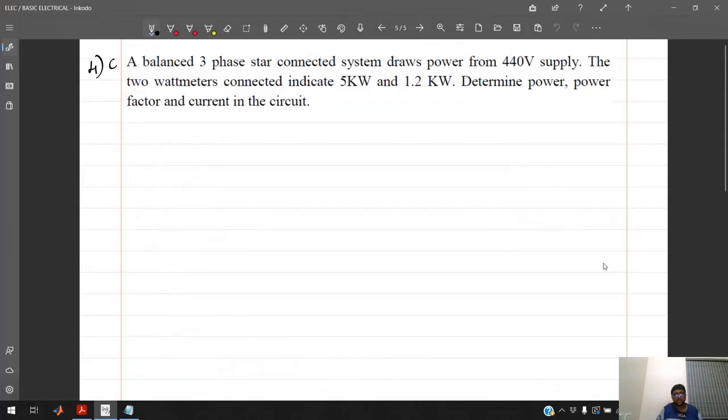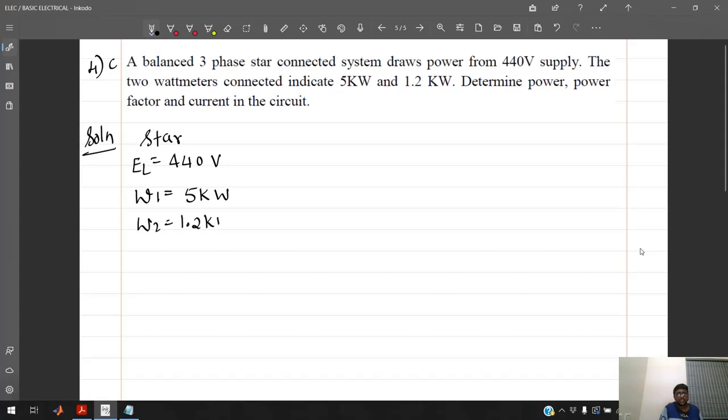The final problem of module 2 of model question paper 1. A balanced three-phase star connected system draws power at 440 volts. So EL, the line voltage, is given as 440 volts. The two wattmeters connected indicate 5 kilowatt, so let me name it as W1, 5 kilowatt, and W2 as 1.2 kilowatt. Determine the power, then the power factor cos phi, and the current in the circuit, so the line current you have to calculate.